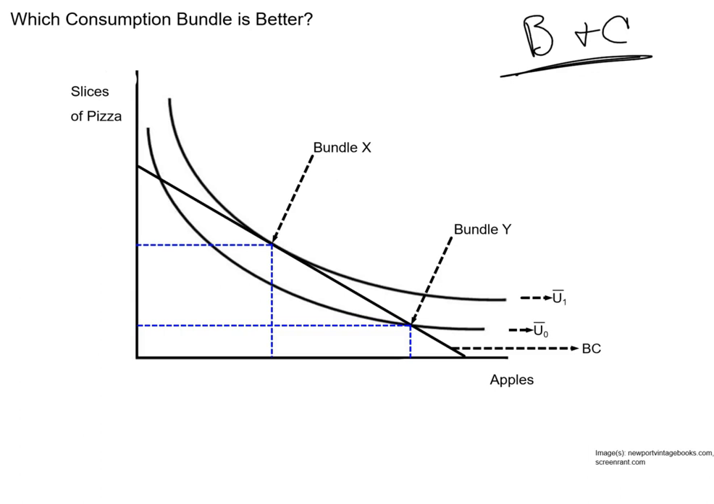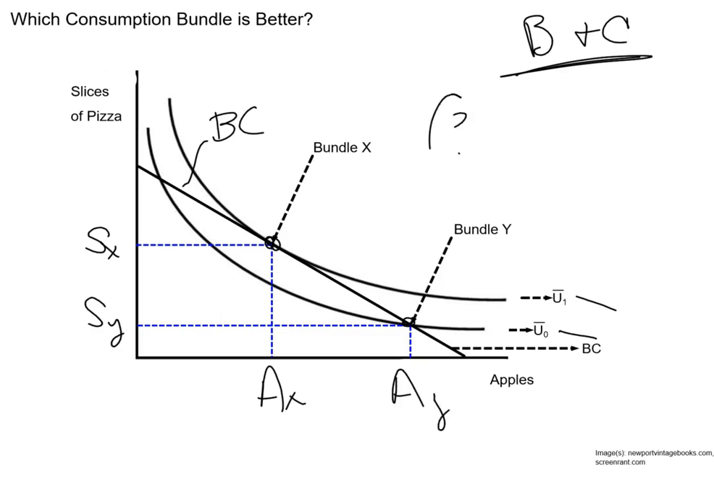So we've got two different indifference curves, U bar naught and U bar 1. And I also have one single budget constraint. I'm going to assert that there are two possible bundles of goods that I could buy. Bundle X has a certain amount of pizza and a certain amount of apples, and bundle Y has a certain amount of pizza and a certain amount of apples. And I'm going to ask, which of those is the better way to spend your money? The answer to that question is that bundle X is a better way to spend your money.